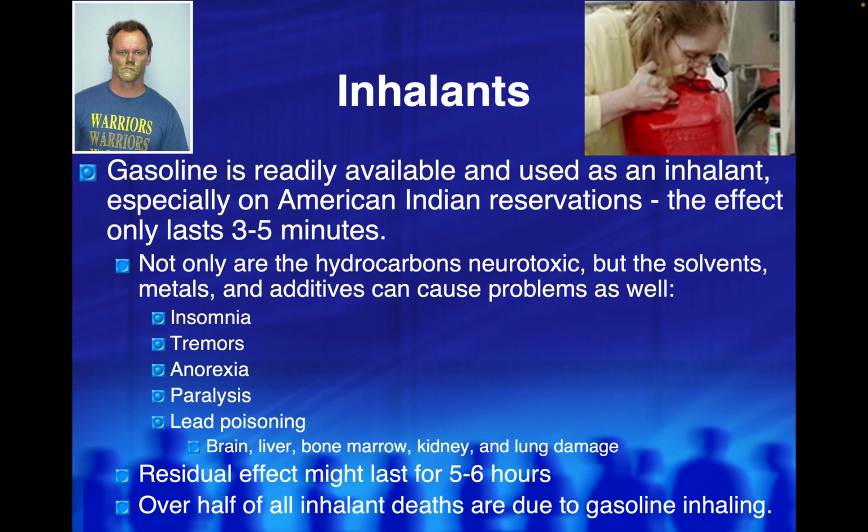Over half of all inhalant deaths are due to gasoline inhaling, as I said before. So toluene is the most common inhalant, but gasoline is the one that kills the most people. Over half of inhalant deaths are due to gasoline inhalants.